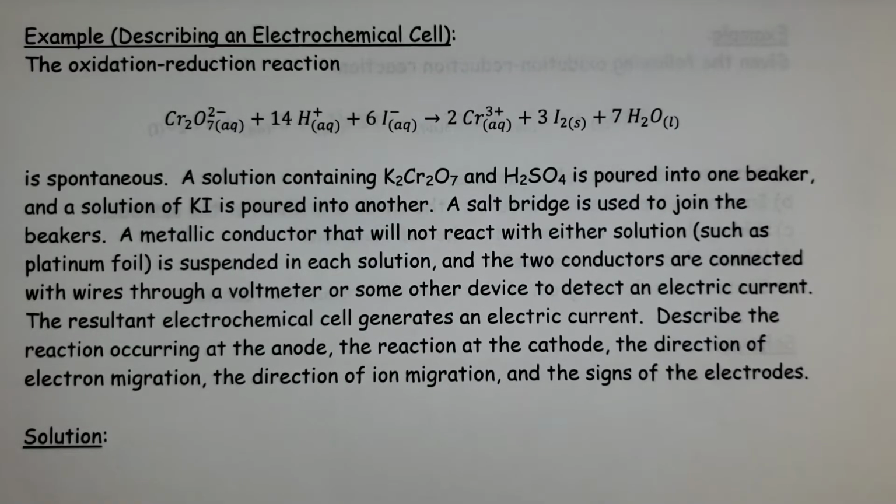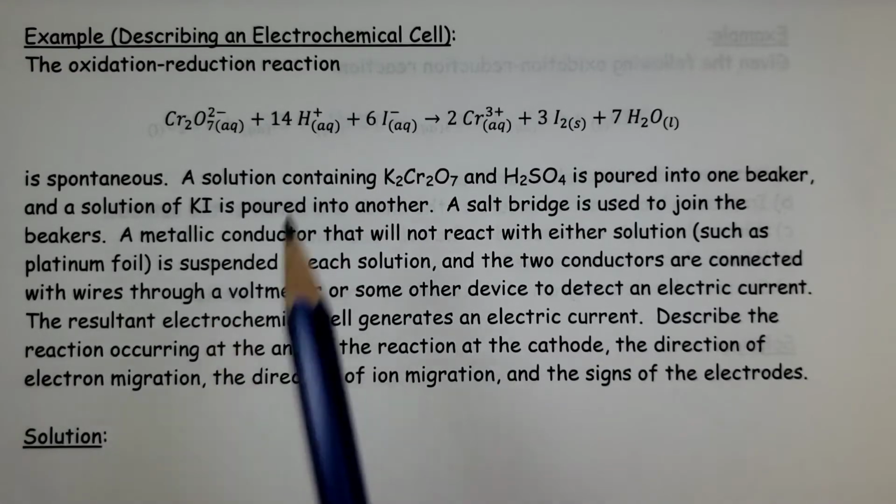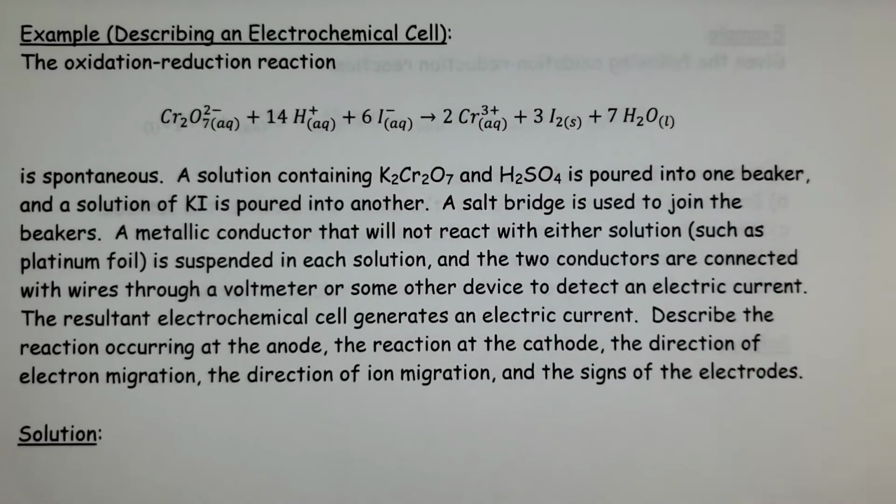So let's bring this all together and see if we can do an example in which we have a redox reaction and it's forming an electrochemical cell. We'll label things to show how that all comes together. All right, so over here is the oxidation reduction reaction. It's completely balanced already. It's spontaneous.